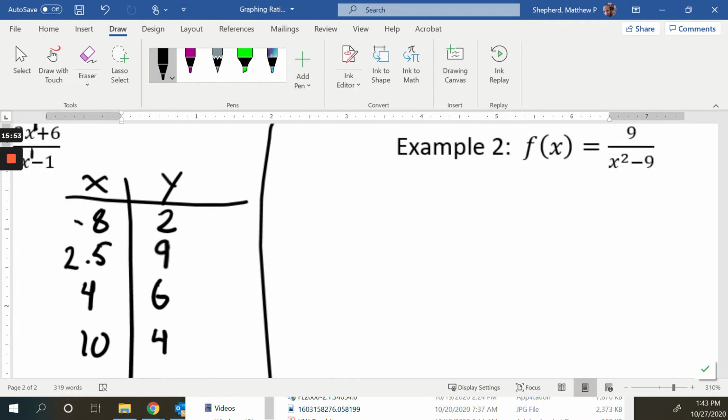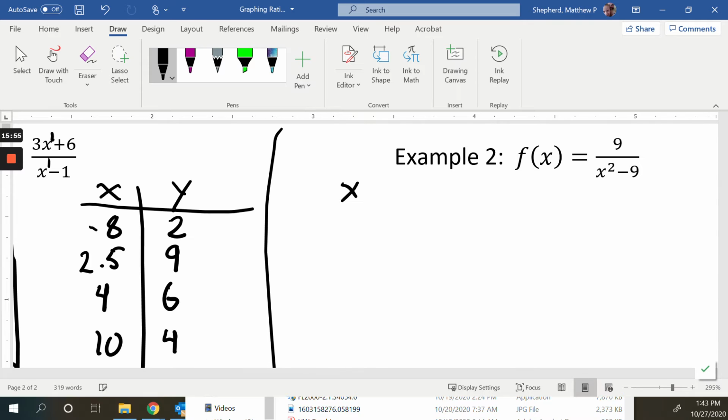Once again, let's begin this with our x-intercept. The x-intercept we find by figuring out where the numerator would be equal to 0. Well, that can never happen. So we do not have any x-intercepts.